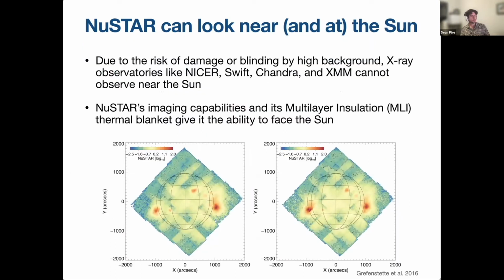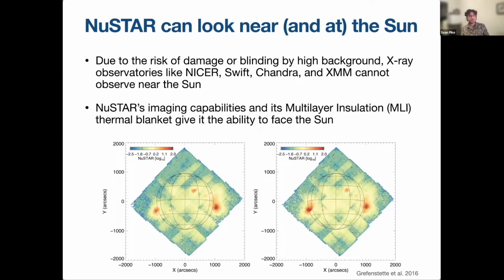So due to the risk of damage or being blinded by high background, many X-ray observatories can't access that orange patch that I showed, that region near the sun. This applies to NICER, Swift XRT, Chandra, and XMM. And while NuSTAR does have this sun constraint, technically if you go to your proposal tools and check the visibility, it might tell you a source is within 40 degrees, that it's constrained by the sun.